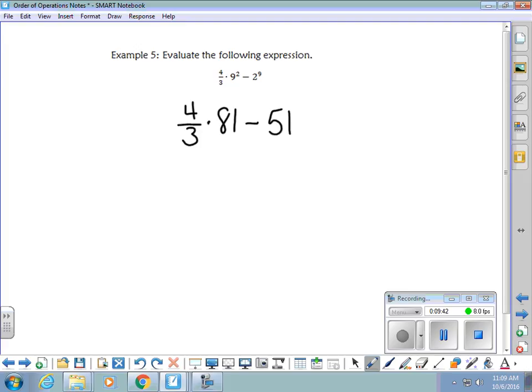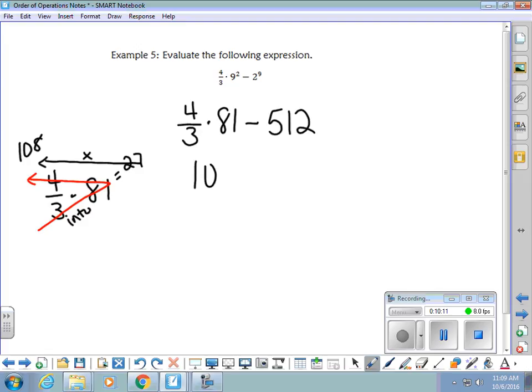Now let me show you over to the side an easy way to do a fraction times a whole number. I go from bottom across: 3 into 81 equals 27. Now, 27 times 4 is 108. 108 minus 512. So now I subtract, and I get an answer of negative 404.